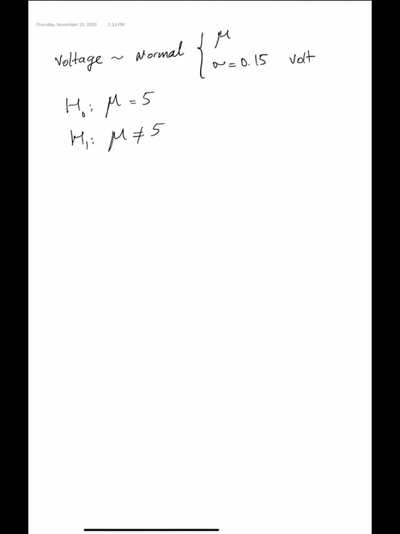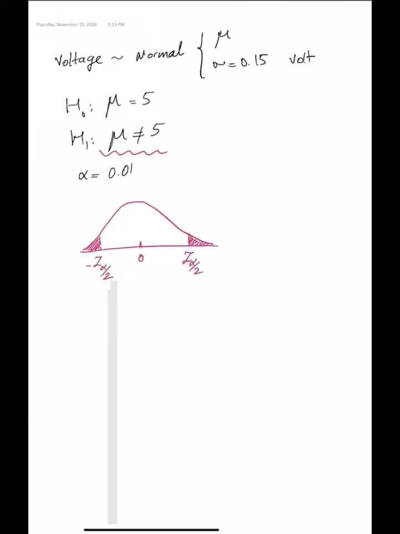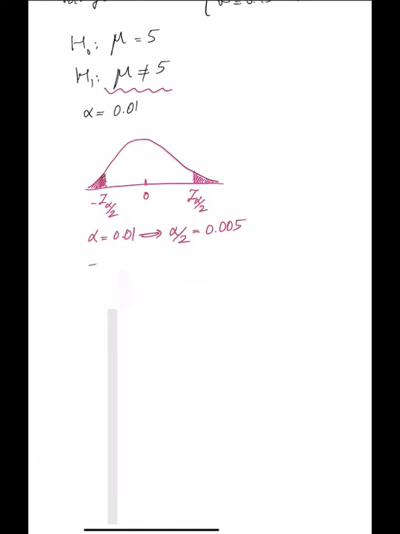And we want to find the critical region for this test, where we know that alpha, our significance level, is 0.01. Since this is a two-sided test, if I draw the shape of the standard normal distribution, this is going to be this shaded area. And to find the border of this shaded area, I need to find z of alpha over 2 and minus z of alpha over 2. And alpha here is 0.01. So alpha over 2 is 0.005. So I have to find z of 0.005.